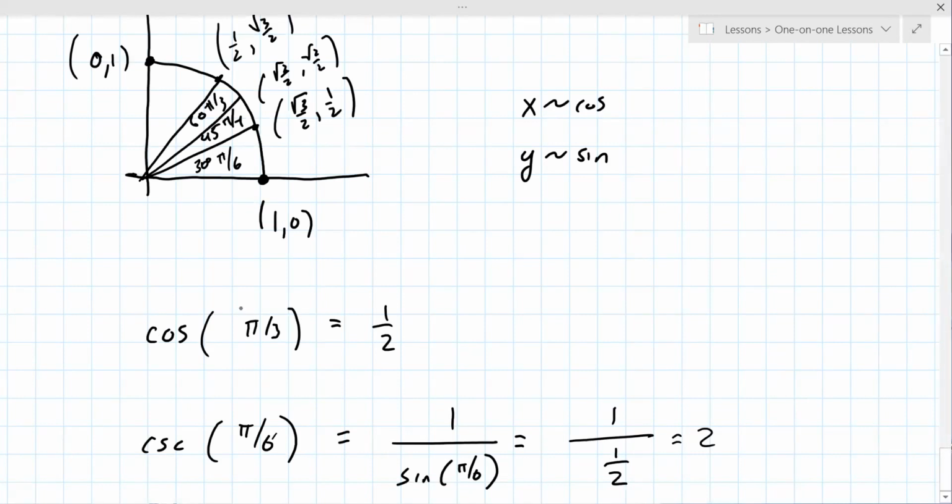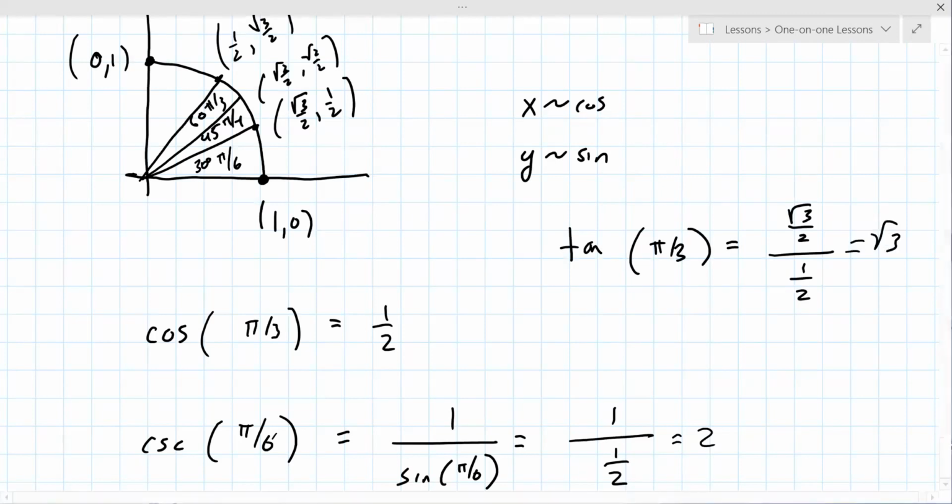You could ask for just these direct ones, but I think you're more likely to see some of these other ones. So let's say I ask for the tangent of pi over 3. Tangent is sine over cosine, right? So it's y over x. So it's square root of 3 over 2 over 1/2. And then you'd be expected to reduce that, which is just root 3, right? So that's not too bad because you can just look those up.